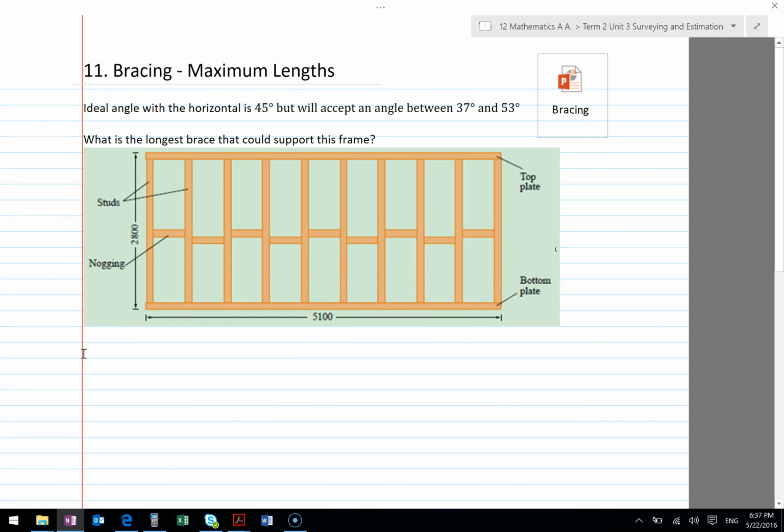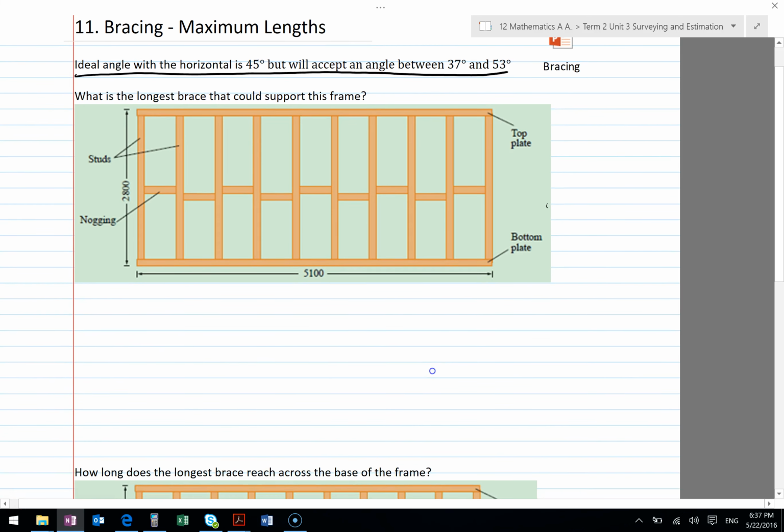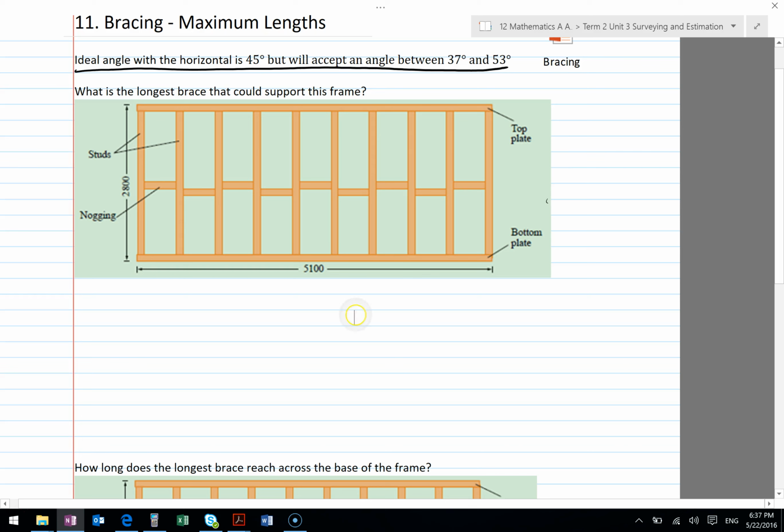So make sure that you underline or highlight this component. What's the longest brace that could be used on this frame? So we've got 2800 high, 5100 long. And we want to know what's the longest possible brace. So how far could this brace possibly be?